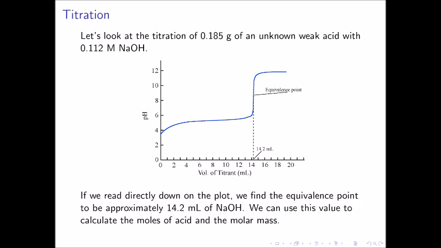If we read down directly from the equivalence point to the x-axis, we find that the equivalence point volume for this titration is approximately 14.2 milliliters of sodium hydroxide. We are able to use this value to calculate the moles of acid that we titrated, as well as the molar mass of the weak acid.